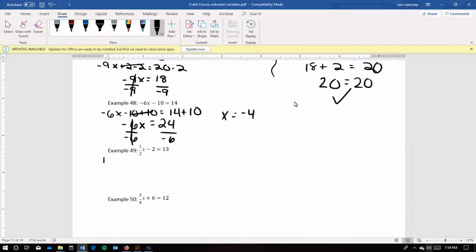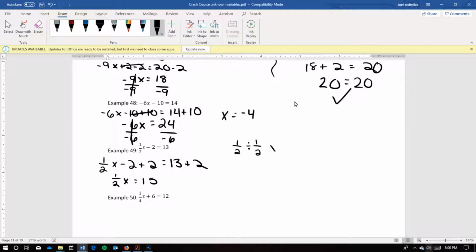All right, what do we do when there's a fraction? Well, the first thing I can see that I have to do is add 2 to both sides of the equation. Okay, it's going to leave me with 1/2 x equals 15. The 1/2 is being multiplied to the x. So to undo it, I have to divide by 1/2 on both sides.